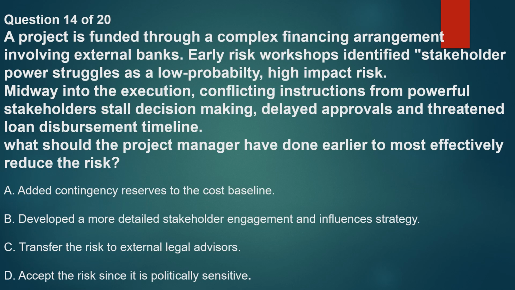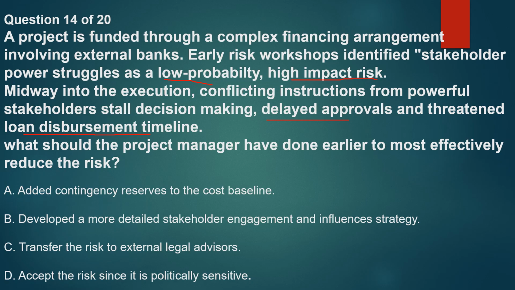A project is funded through a complex financing arrangement involving external banks. An early risk workshop identified stakeholder power struggle as low probability, high risk impact. We'll get back to this. Midway into the execution, conflicting instructions from powerful stakeholders stalled decision making, delayed approvals, and threatened the loan disbursement timeline. What should the project manager have done earlier to most effectively reduce the risk?